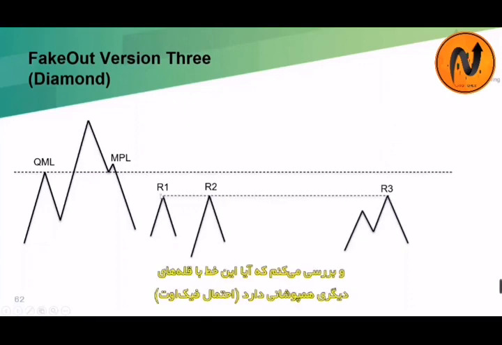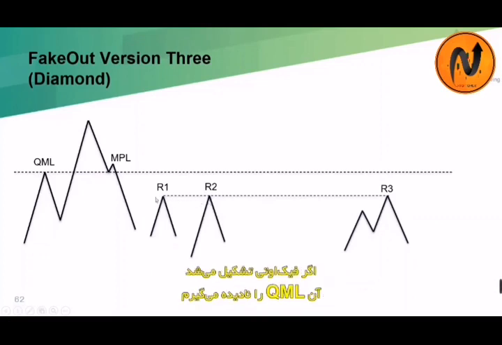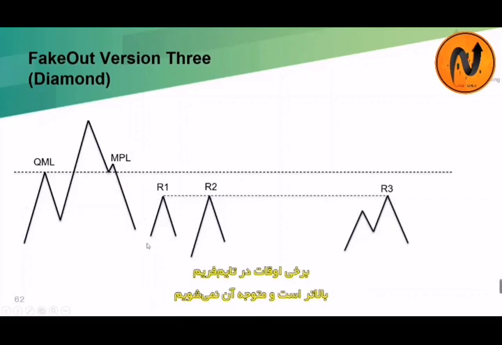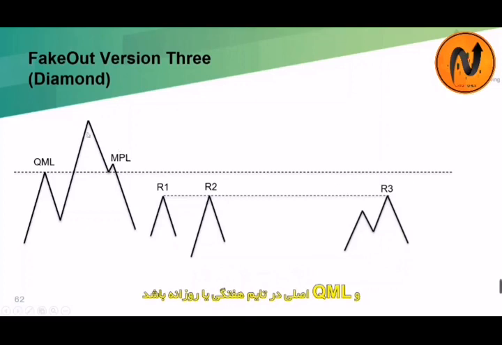Then I will see if that coincides with any fake out. If there is any fake out, I will ignore this QML and find the real entry. Sometimes we don't notice this one. It might be in a higher time frame. We just notice this thing because there are too many time frames. Maybe we are looking at 1H, and this happens in a weekly or daily chart.